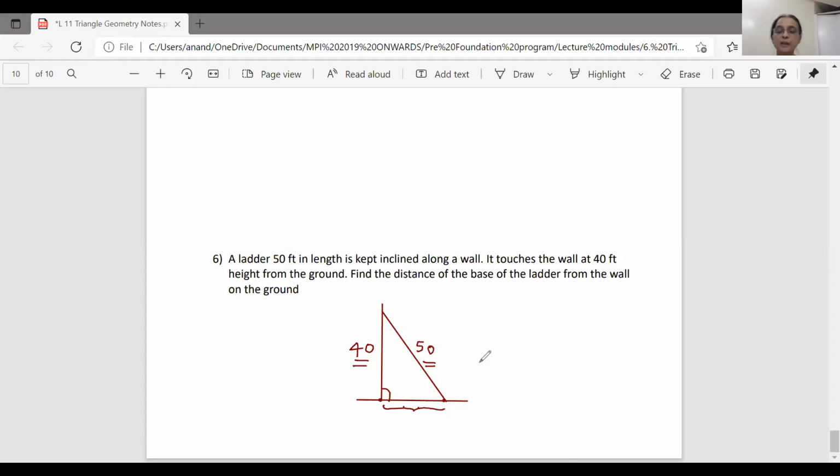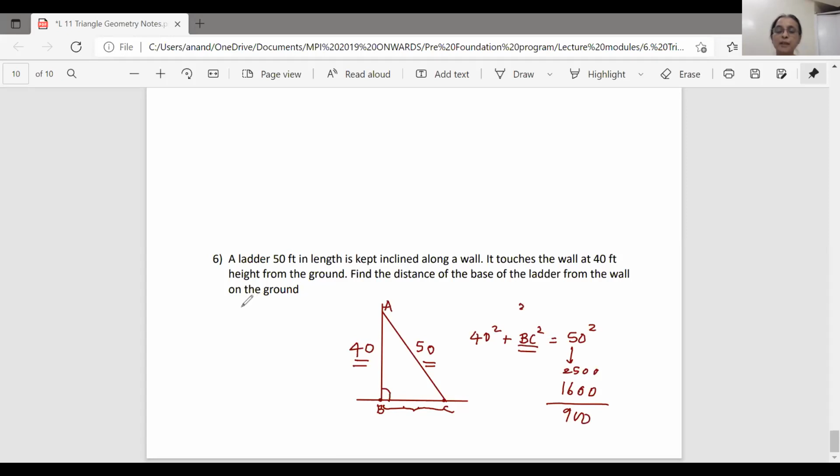So simply, if I call it ABC, then 40 square plus BC square will be 50 square. We know how to find the square of 50. 5 5s are 25, put two 0s. 40, 4 4s are 16, put two 0s. Subtract, we get 900, which is BC square. So BC will be 30.